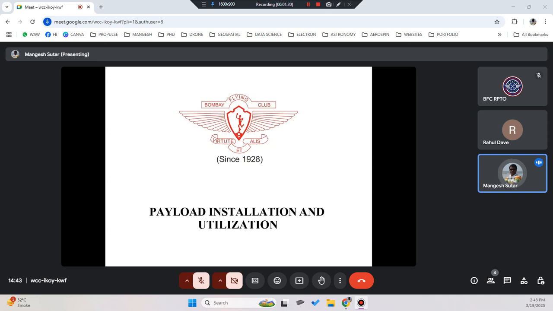It could be agriculture, surveillance, monitoring, delivery, or any other thing. So in that scenario, definitely you will require a payload attached to your drone. So let's see what all payloads can be attached to the drone, what type of payloads drones come with, and what purpose you can achieve by having different types of payloads.